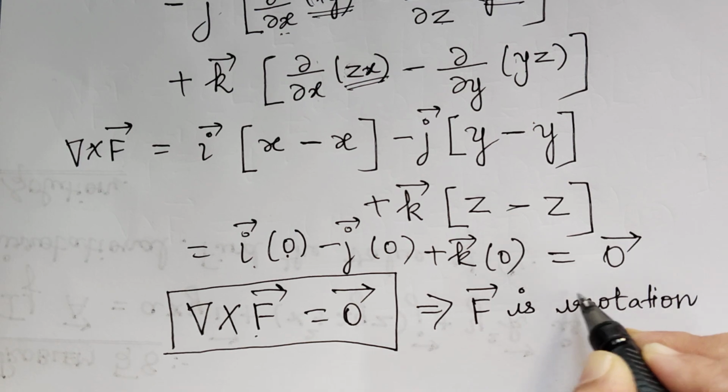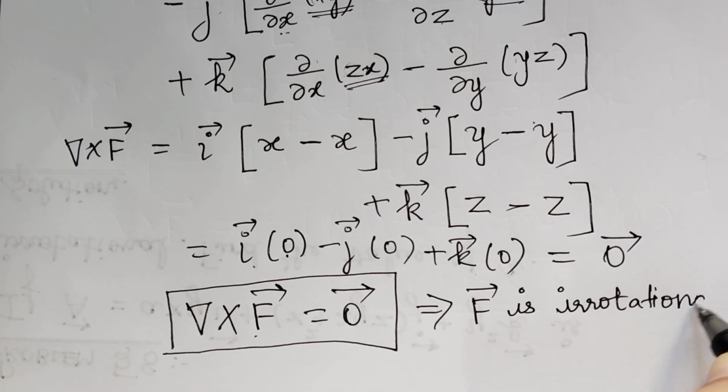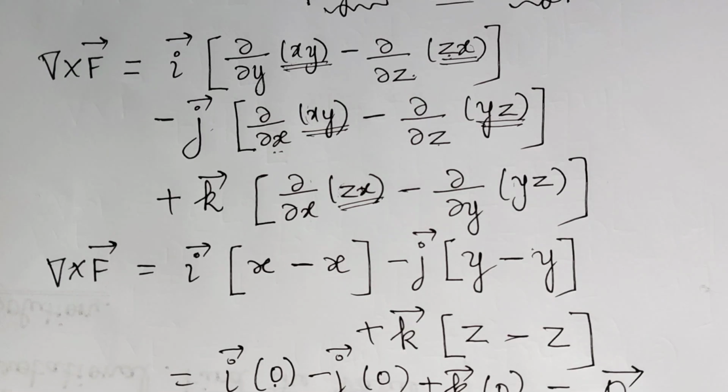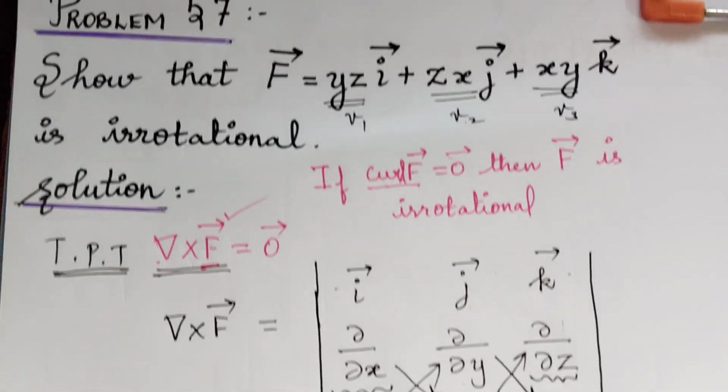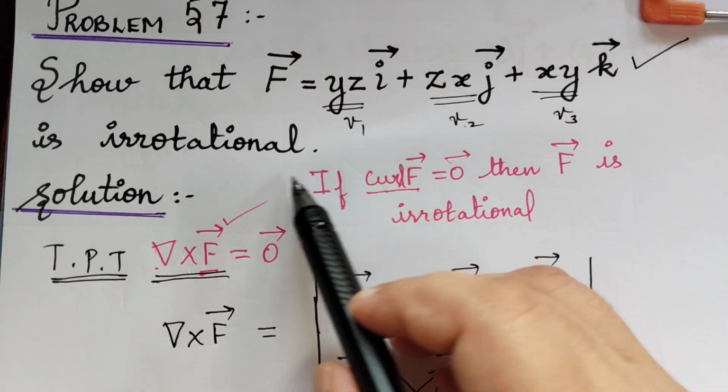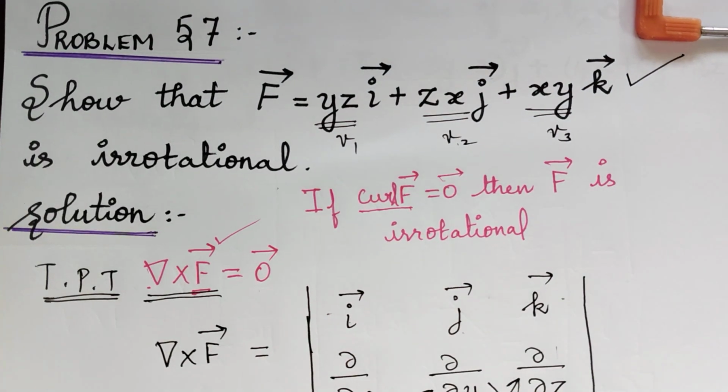So, hence we have shown that the given f vector, that is this vector, is irrotational. So hope you have understood this concept. We will solve one more problem to understand it better.